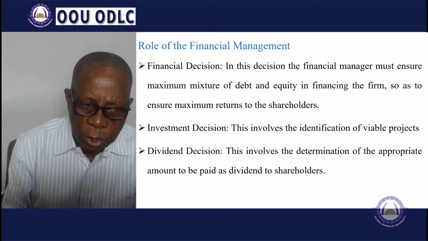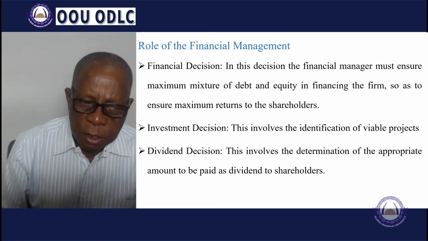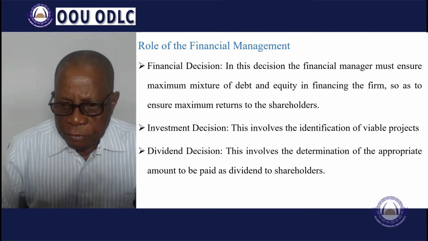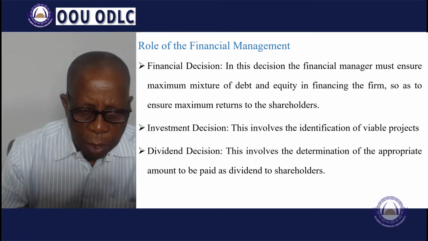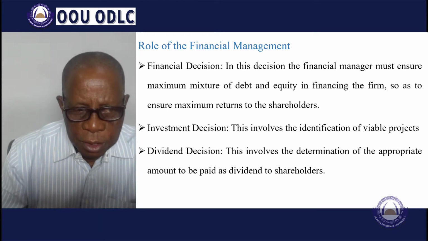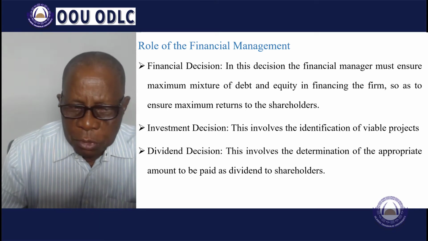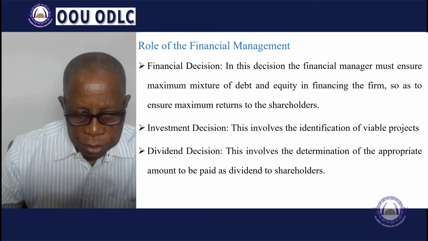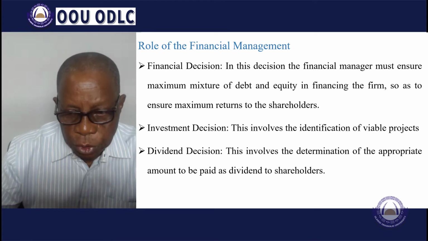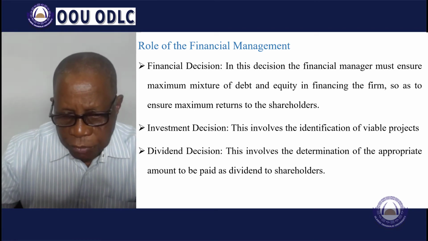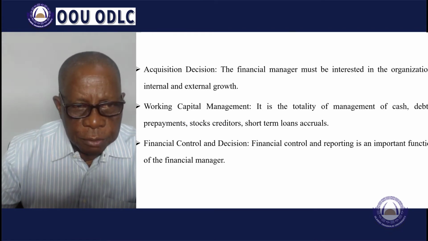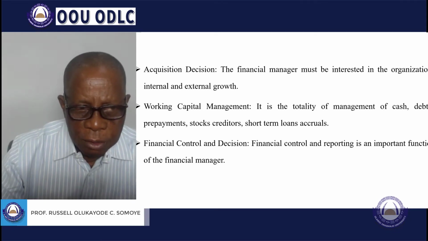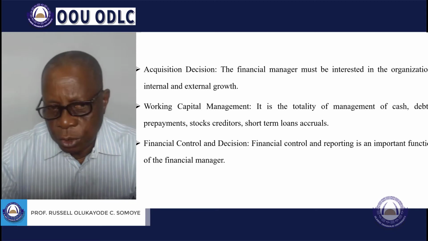Financial management allows us to make investment decisions, informed decisions, to be able to identify viable projects. And once we have made investment decisions, we need to make dividend decisions. The shareholder needs returns on their investments. This will allow us to determine appropriate amount of dividends to be paid to the shareholders. It also allows us to know the asset to acquire for internal and external growth of the firm.